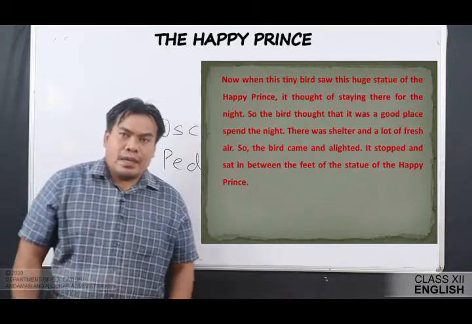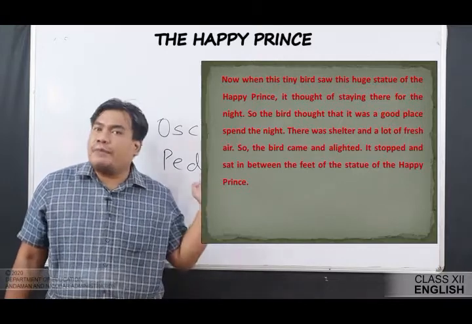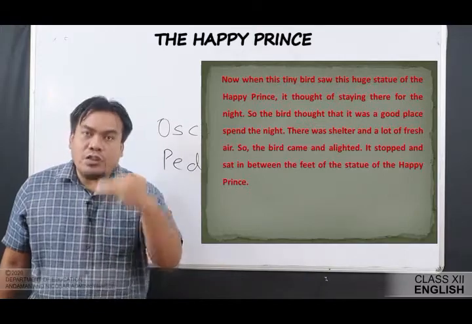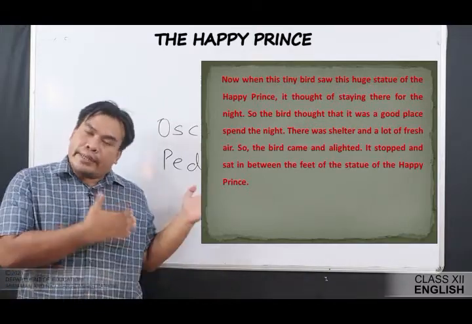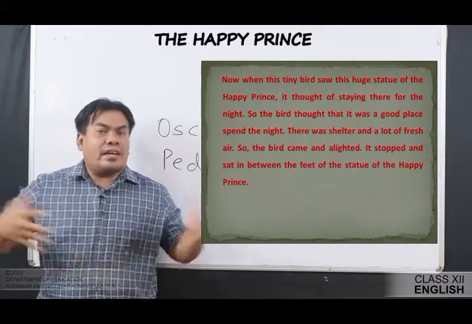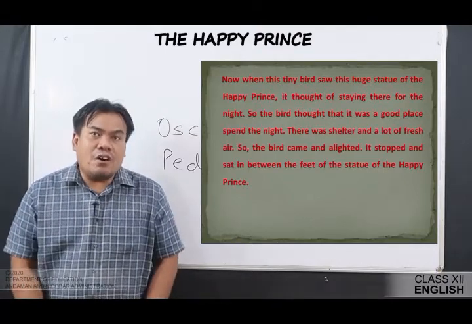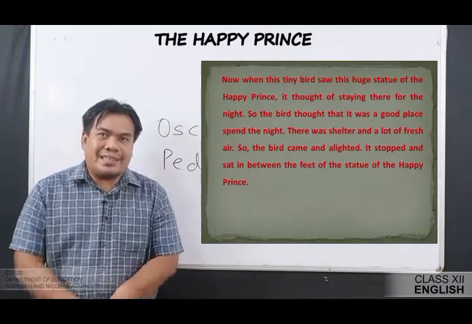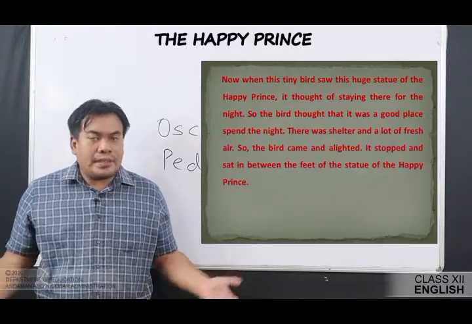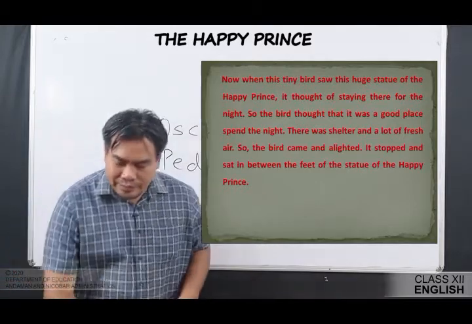Yes. So the bird thought it was a good place to spend the night. Which place am I talking about here? The statue of the Happy Prince, which was erected on the pedestal. There was shelter and a lot of fresh air. So the bird came and alighted. Alighted means it stopped and sat in between the feet of the statue of the Happy Prince, and it decided to stay overnight.